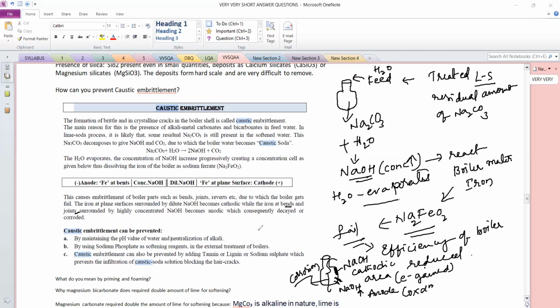When the tannin type of material blocks the cracks, the caustic soda, whatever material is related to sodium carbonate, will not reach inside those cracks, and it will not spoil the boiler. So this is also one of the preventive methods. Anyhow, this is all about caustic embrittlement. Once go through this. Thank you very much.